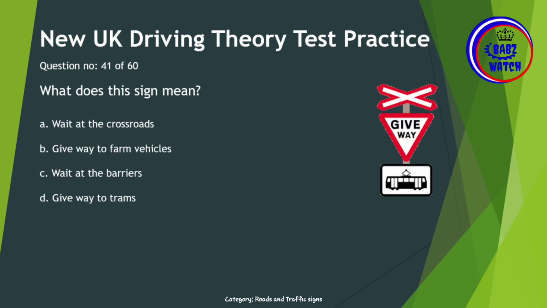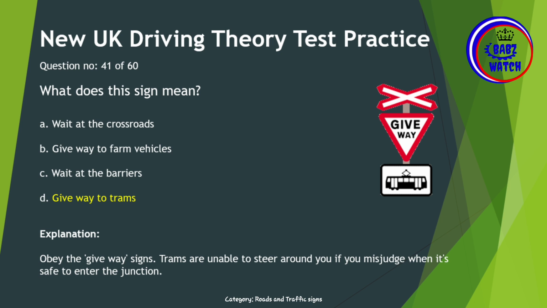Question 41 of 60. What does this sign mean? A. Wait at the crossroads. B. Give way to farm vehicles. C. Wait at the barriers. D. Give way to trams. The correct answer is D.